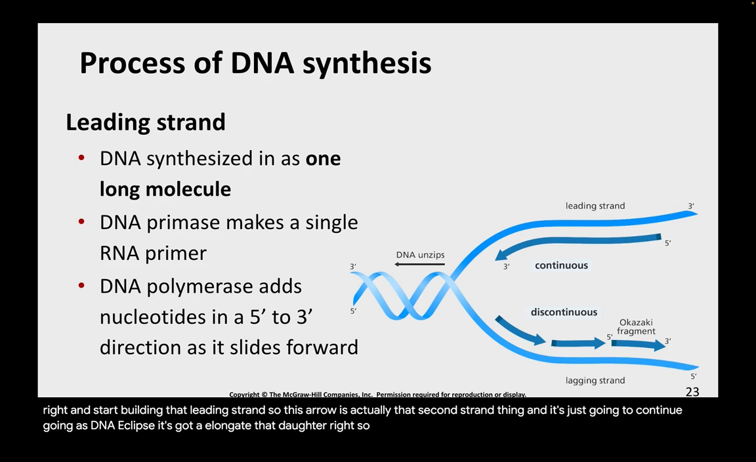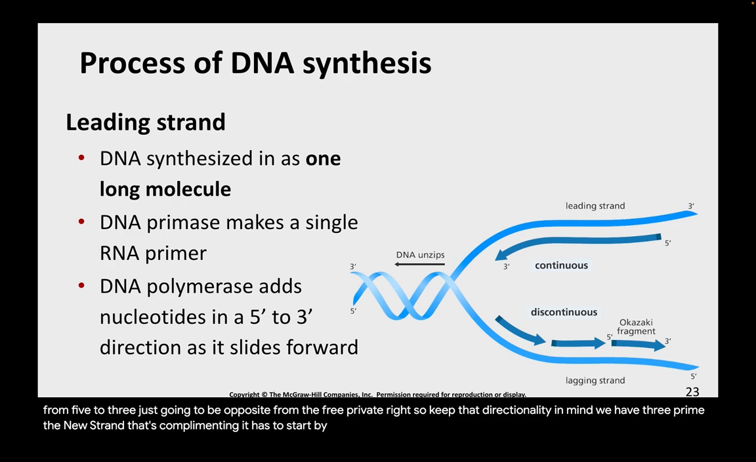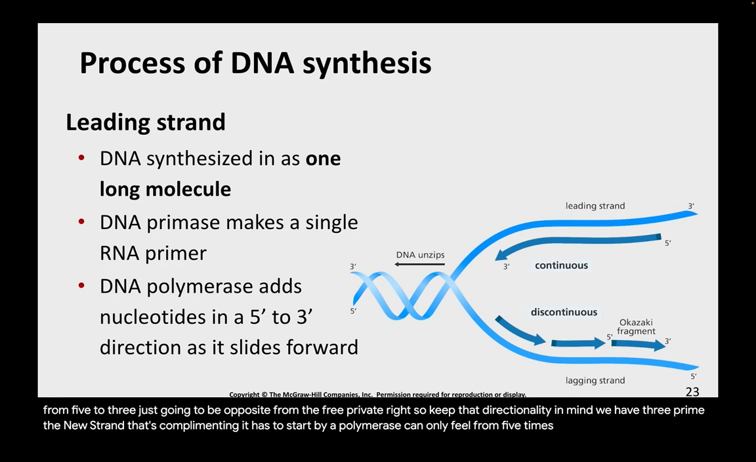So remember, we're starting at the 3' end. It can only build from 5 to 3, which is going to be opposite from the 3' end. So keep that directionality in mind. We have 3', the new strand that's complementing it has to start at the 5' end. DNA polymerase can only build from 5' to 3', so it's just going to be a long, continuous strand being made. All right. So this is pretty easy for the DNA polymerase.